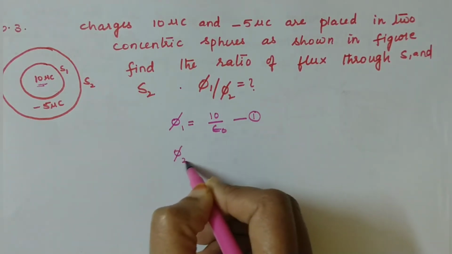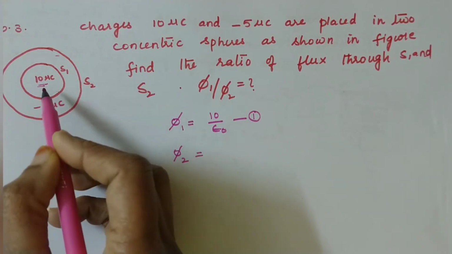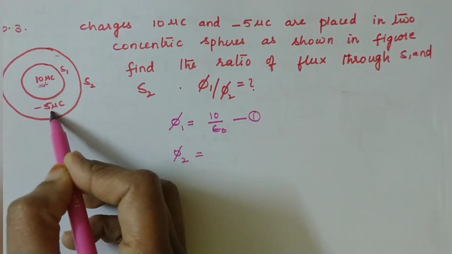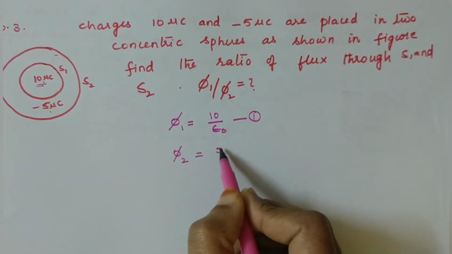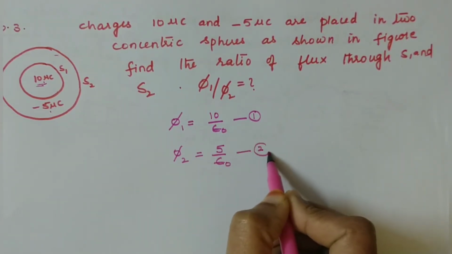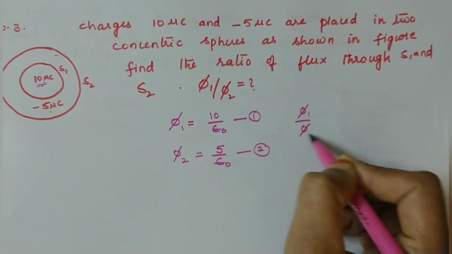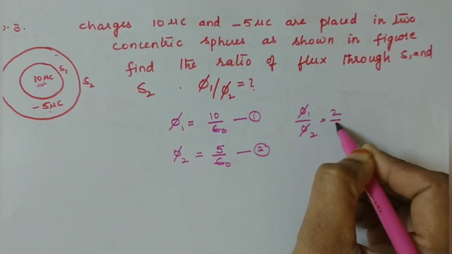Then flux through S2, the second surface. Inside the second surface we have 10 microcoulomb as well as -5 microcoulomb. The net flux would become 5 microcoulomb divided by epsilon naught. Call this as equation 2. So the ratio of these 2 fluxes would be 2:1.